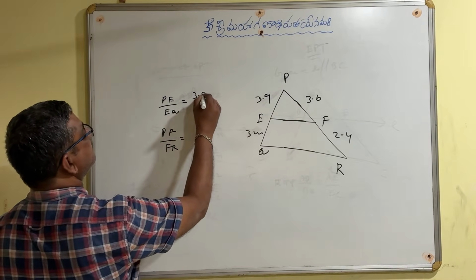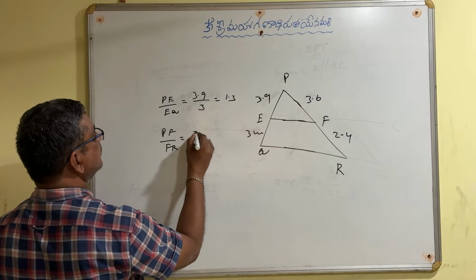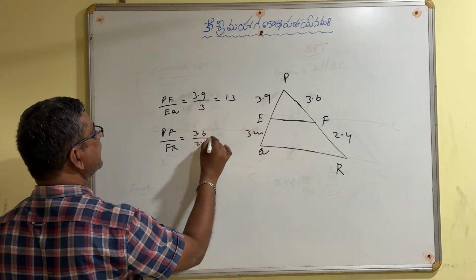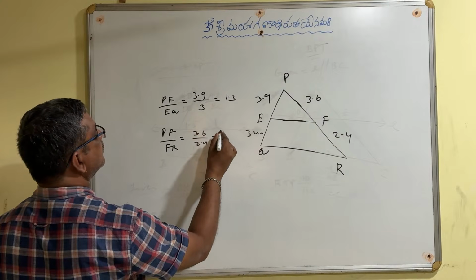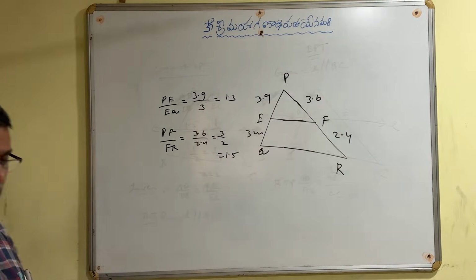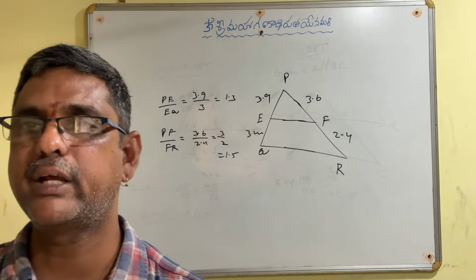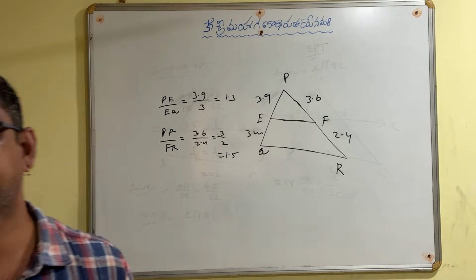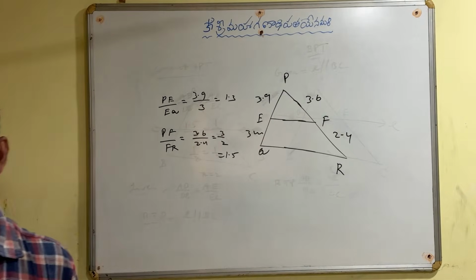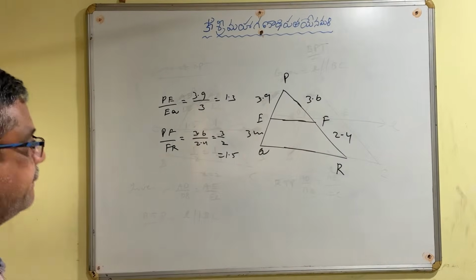PE by EQ is 3.9 by 3, which is 1.3. PF by FR is 3.6 by 2.4, which is 3 by 2, which is 1.5. So both the ratios are not equal. So that's why EF is not parallel to QR. Okay?